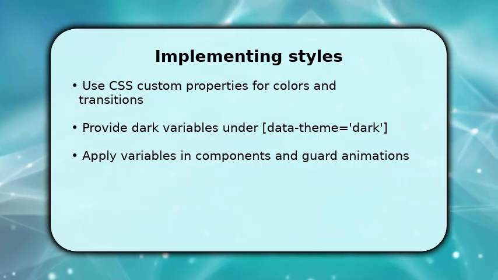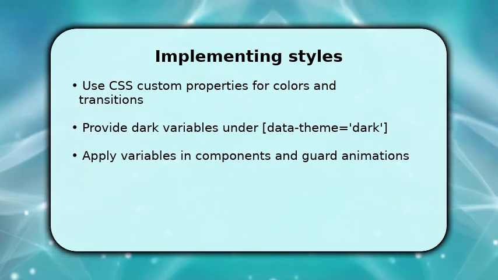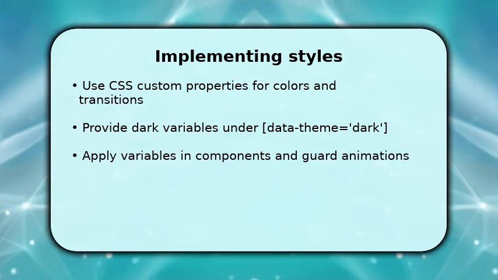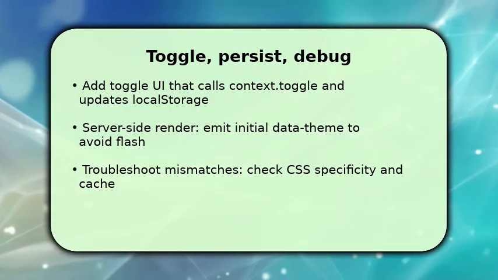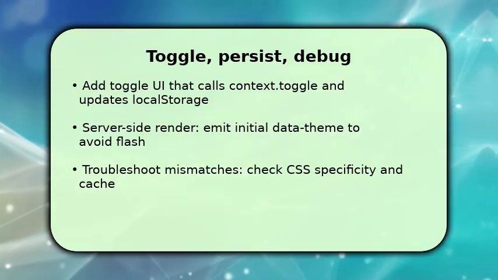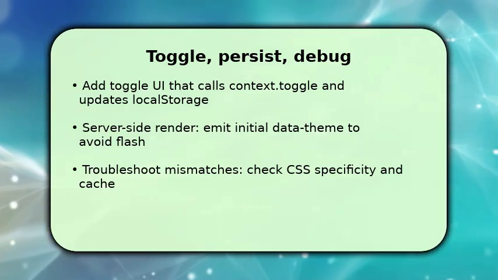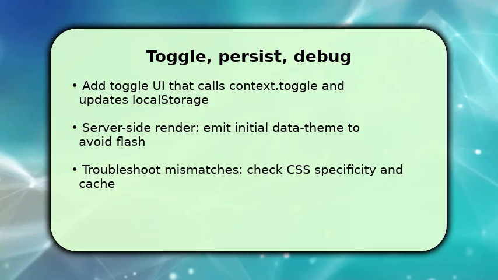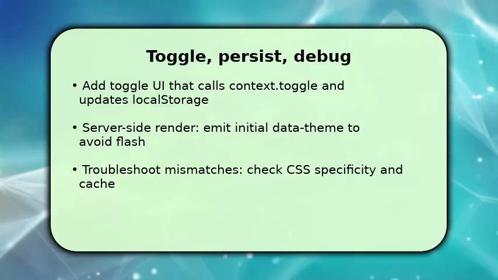Make sure global resets and third-party components also read the variables or receive wrappers, so they follow the theme. Finally, wire a visible toggle that calls the context toggle function and writes the selection to local storage so the preference persists. If you use server-side rendering, inject the initial data-theme into the HTML to prevent a flash when hydration runs. Once done, test across pages and devices.